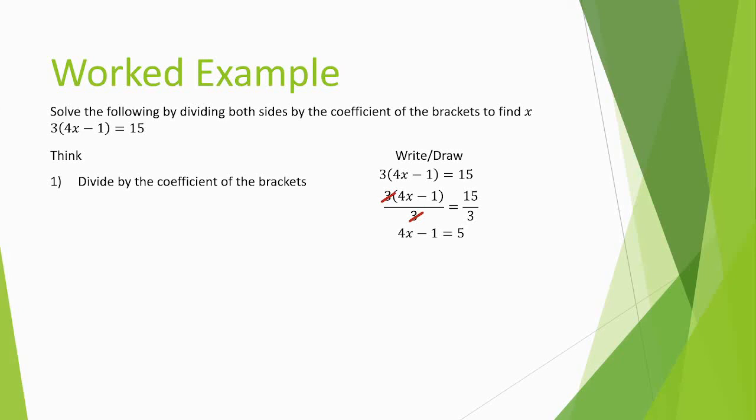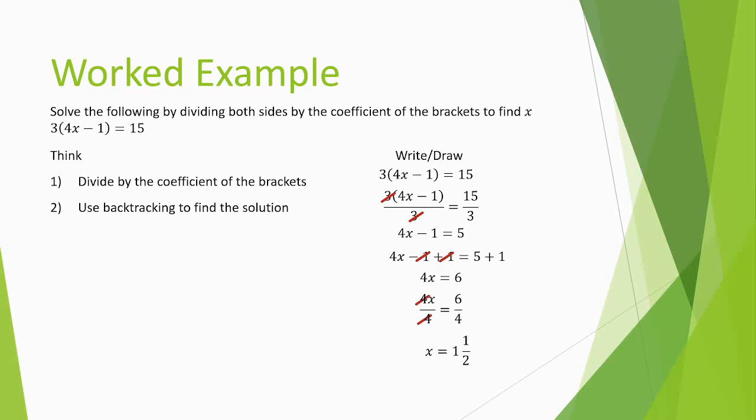The next, I need to start my backtracking. So I get rid of the minus 1 by adding 1. And those two cancel out, and we get 4x equals 6. And again, we need to remove that coefficient of 4. So I divide both sides by 4, and it simplifies down to 1.5. I could have simplified that as 3 over 2. Depending on what the question is asking, sometimes it's better to have an improper fraction. Sometimes it is better to have a mixed number.